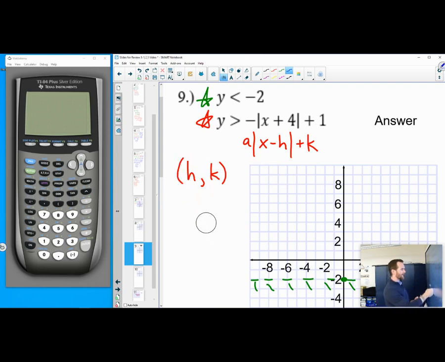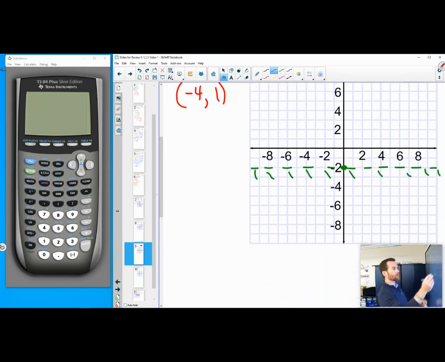So let's see, what does h look like in our original? It looks like it's a +4, so it comes out as a -4. Now we only have to do that for h. K stays as it is. It's a +1, so it comes out as a +1. So the vertex is -4, 1. So -4 and up 1 right there.